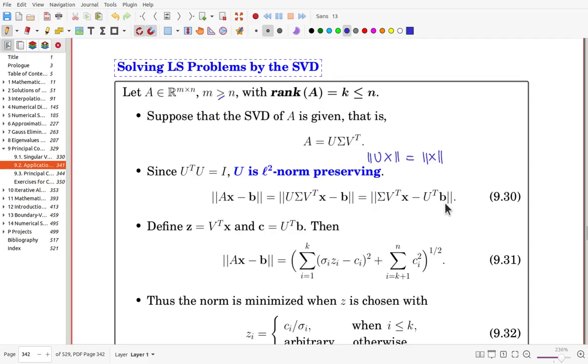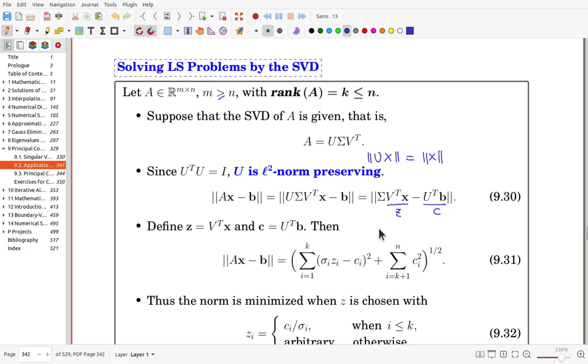To deal with this term more conveniently, we introduce new variables. Z is V transpose X, a vector, and C is U transpose B. Then the 2 norm of Ax minus B can be written in this way.